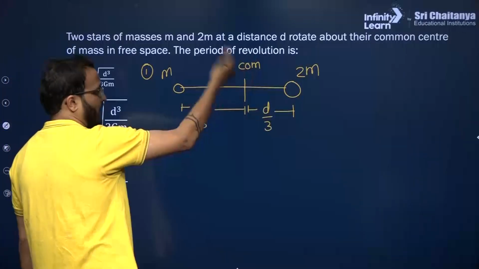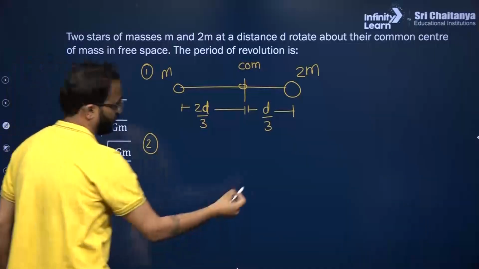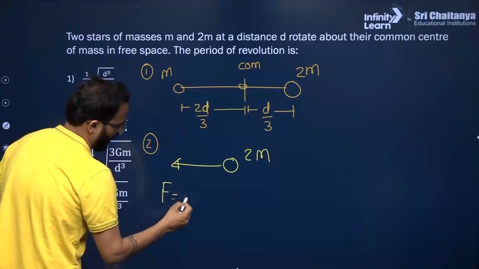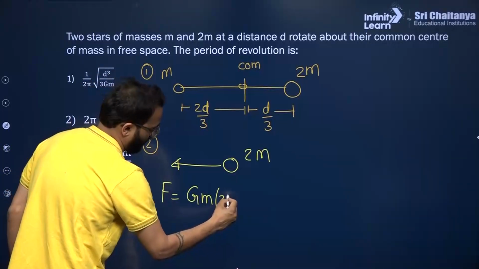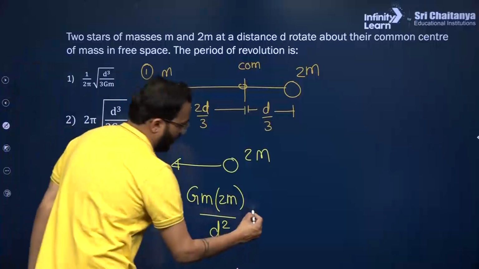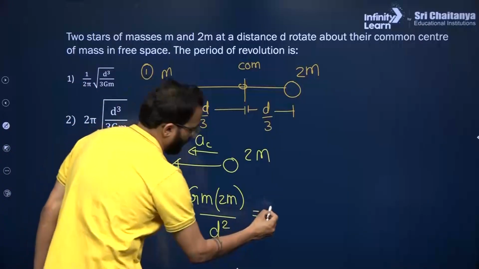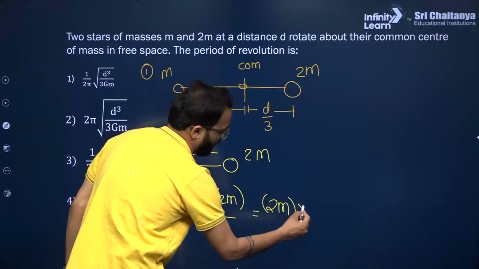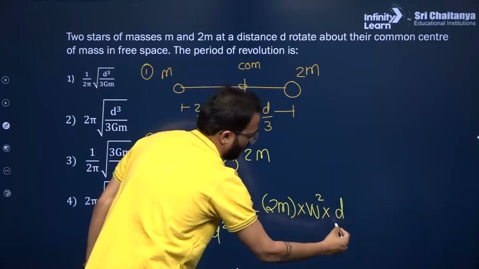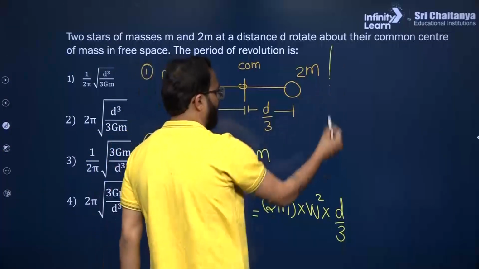Now since they are rotating about the center of mass, let's talk about any single particle. Let's talk about 2m. So obviously there will be a force of attraction, G into m into 2m by the whole distance d square, by this point mass, and this force is providing the necessary centripetal force. So it is 2m into the necessary centripetal acceleration, which is omega square into the radius, d by 3. You understood? Okay, let me explain how they are rotating.